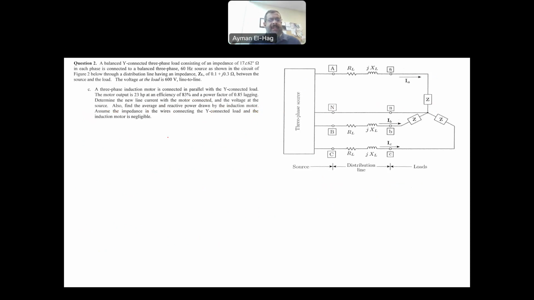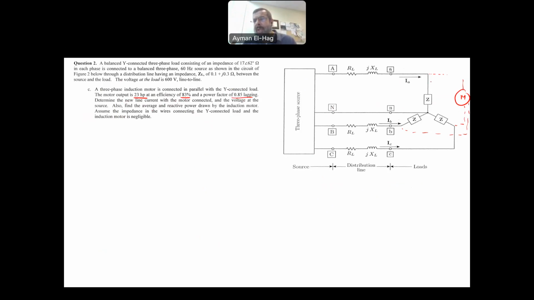In part C, it says here, a three-phase induction motor is connected in parallel with this load. So I come here and I connect in parallel a three-phase induction motor. So we'll have here a three-phase motor that is connected in parallel with the load. The motor has an output of 23 horsepower. This is the mechanical output of the motor, and the efficiency is 83%, and the power factor is 0.85 lagging. We need to find the new line current now.